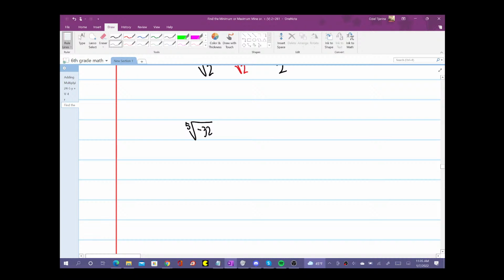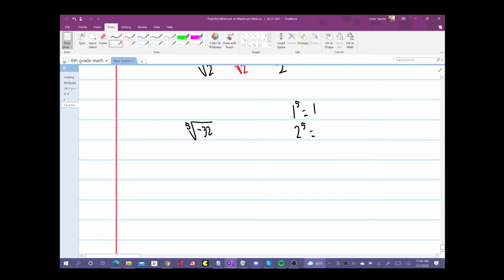You must remember your fifth roots. So like 1 to the 5th, and if you don't, you can always multiply it out. 1 to the 5th is 1. 2 to the 5th is 2 times 2 times 2 times 2 times 2. This is 4 times 4 times 2. This is 16 times 2, which is 32. So 2 to the 5th is 32.